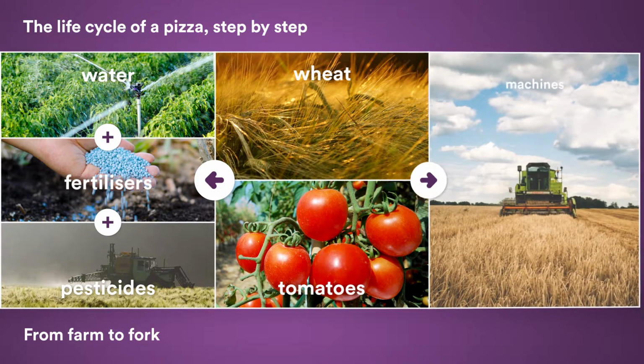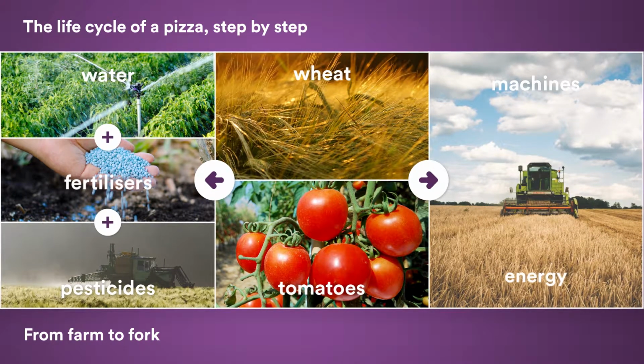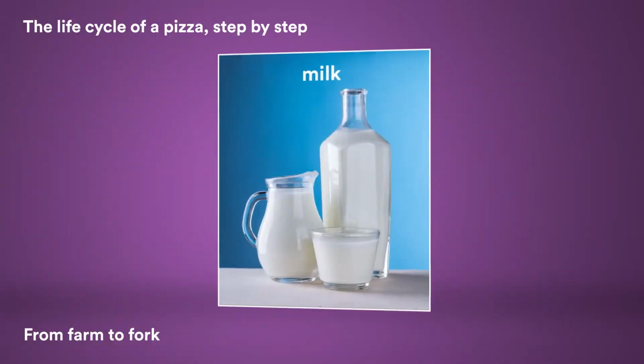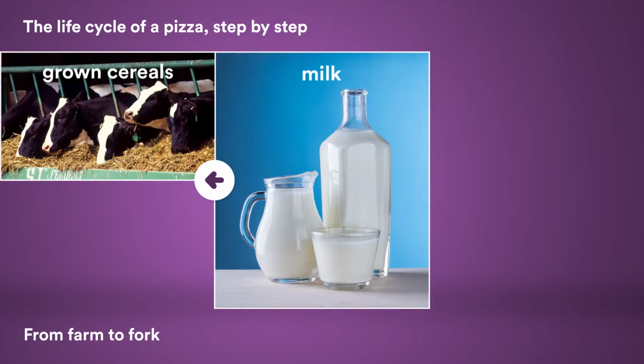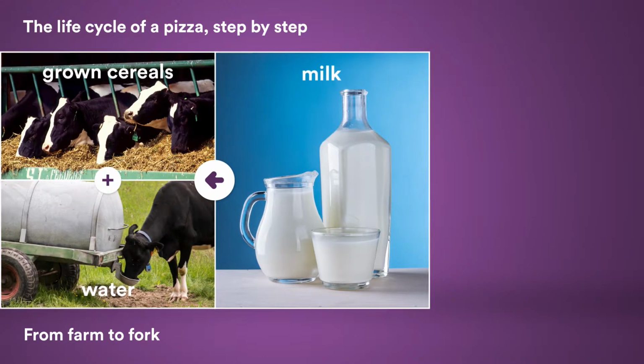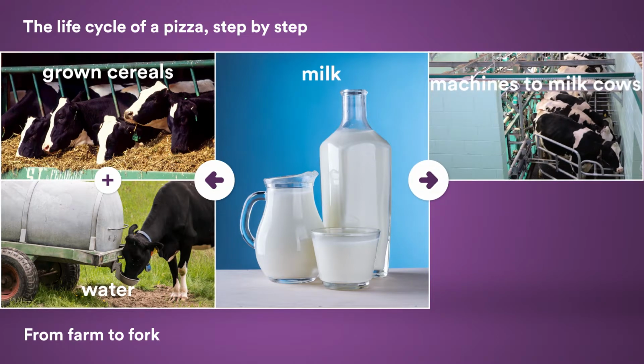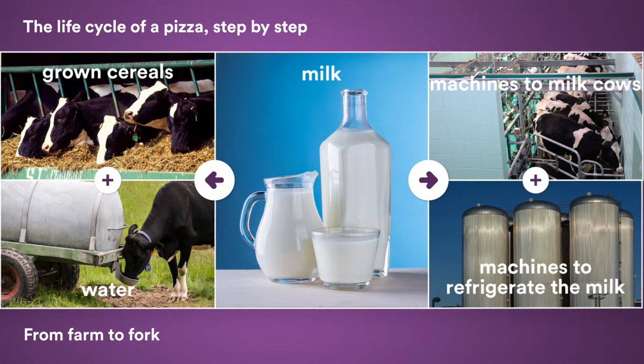The wheat and tomatoes are then harvested, often with machines that consume energy. Likewise, to obtain milk, we feed the cows with the cereals we grow. We give them water to drink. We use machines to milk them, and then other machines to refrigerate the milk.